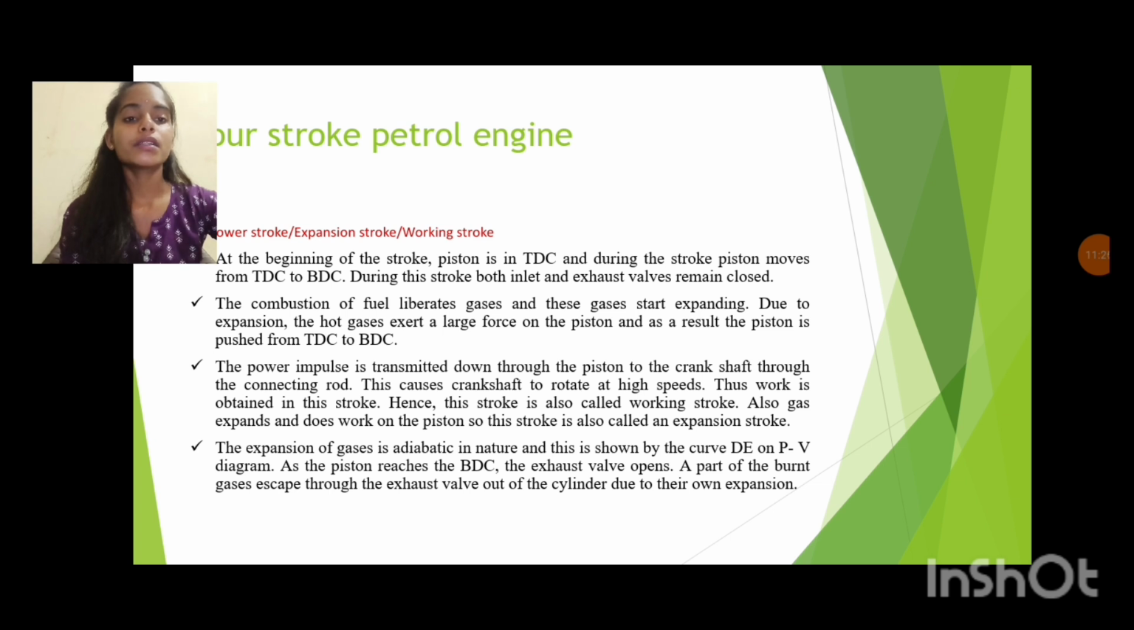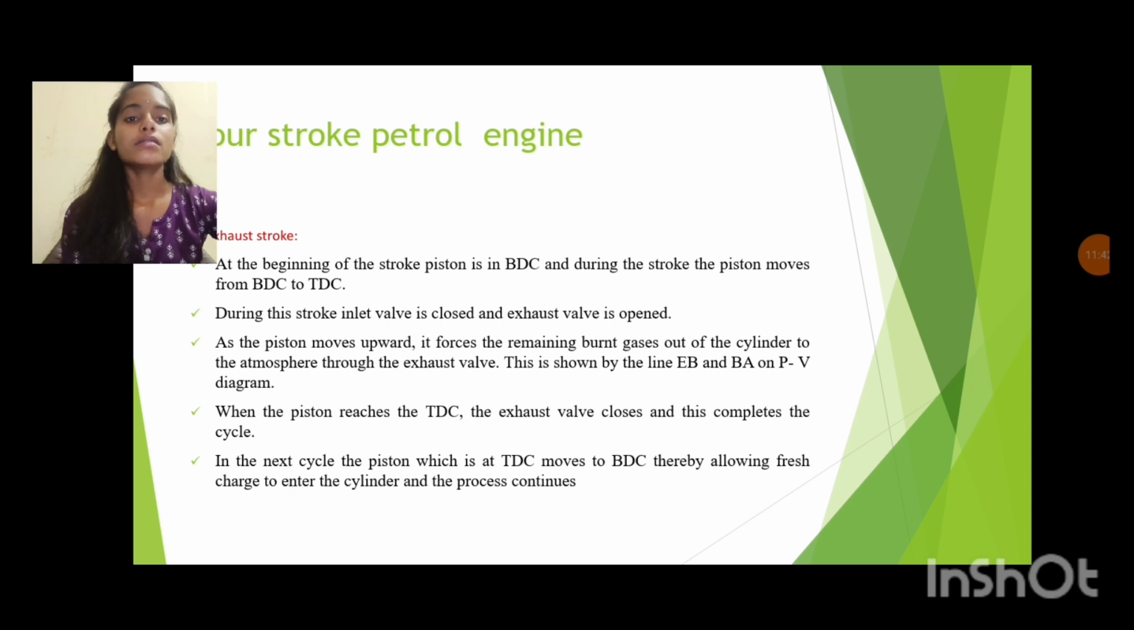As the piston reaches BDC, the exhaust valve opens. A part of the burnt gases escapes through the exhaust valve out of the cylinder due to their own expansion. And last, the exhaust stroke. At the beginning of the stroke, the piston is at BDC, and during the stroke the piston moves from BDC to TDC.